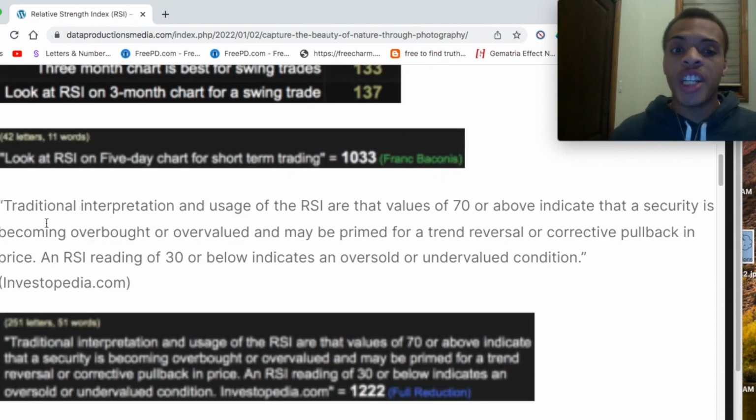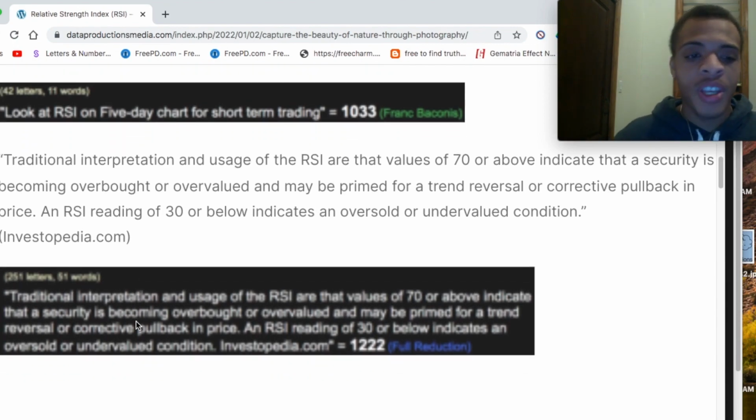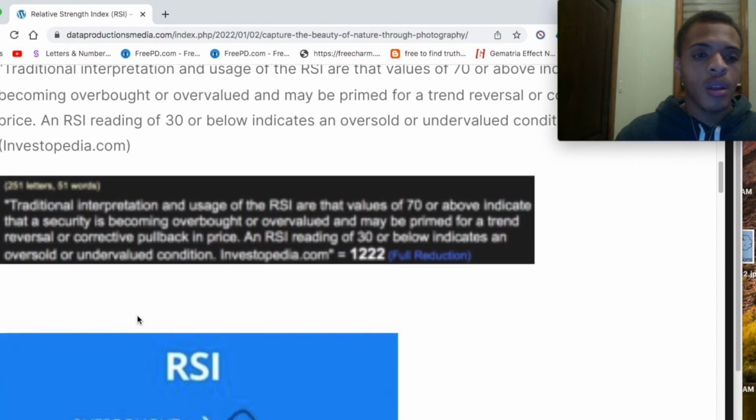Traditional interpretation and usage of the RSI, or that of values of 70 or above, indicate that a security is becoming overbought or overvalued and may be primed for a trend reversal or corrective pullback in price. An RSI reading of 30 or below indicates an oversold or undervalued condition. Investopedia.com. So I took the gematria of this, and this is what we get.